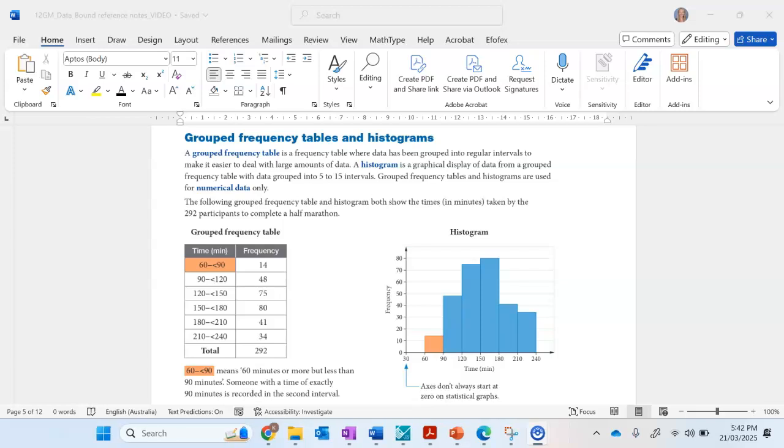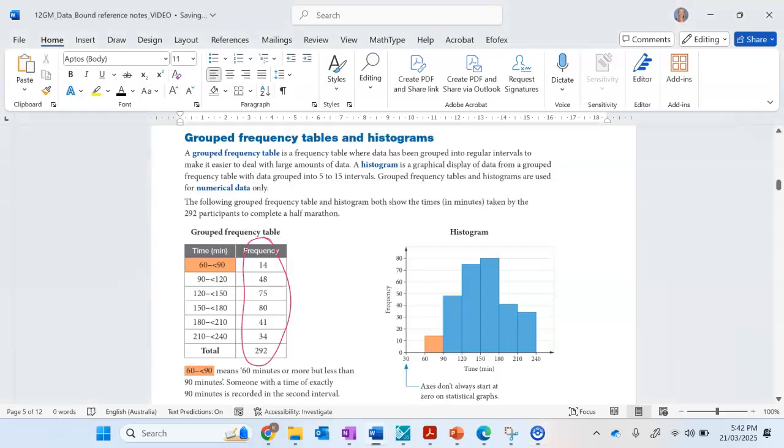Everyone, in this video we're going to look at grouped frequency tables and histograms, and we're also going to look at segmented bar charts as well in some of the questions. So a frequency table can be used for all types of data. You can have it for categorical data or numerical data, but the frequency is just how often it occurs.